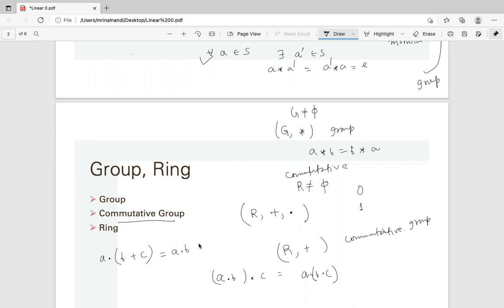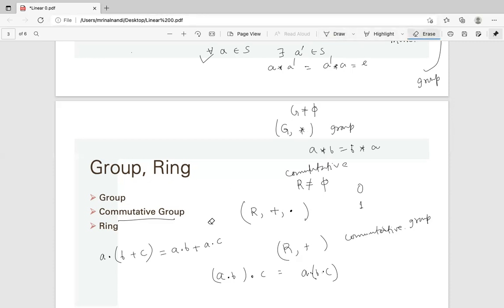A, B, C are always in R. Once I write A, B, C or X, Y, Z, they are always in that underlying set. This is called the second operation being distributed over the first. It is not the first over the second. A dot (B plus C) is A dot B plus A dot C, but A plus (B dot C) is not (A plus B) dot (A plus C). That is not true in general, maybe true sometimes. Distribution means the distribution of the second operation over the first. So this is called the distributive property.